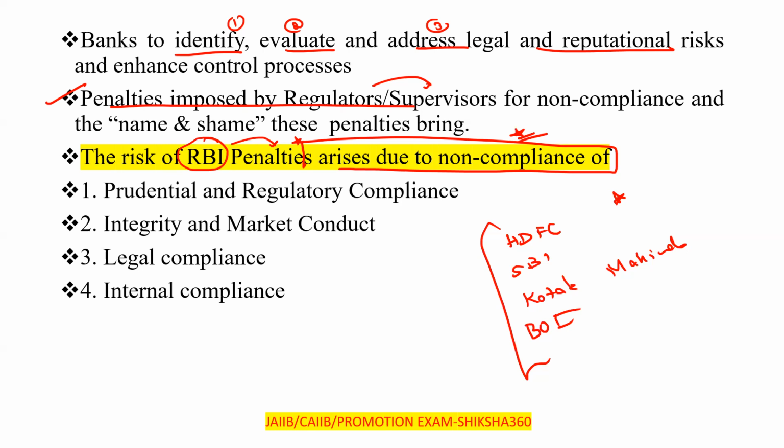So the risk of RBI penalties arises due to non-compliance in these areas. First, prudential and regulatory compliance. Second, integrity and market conduct. Third, legal compliance. Fourth, internal compliance. For all these things, if banks are not following the guidelines, RBI will penalize the banks.